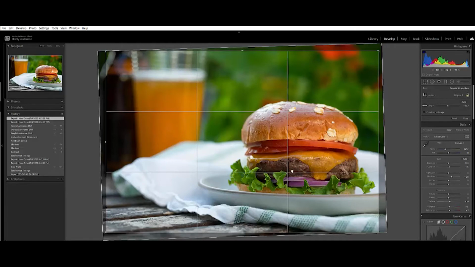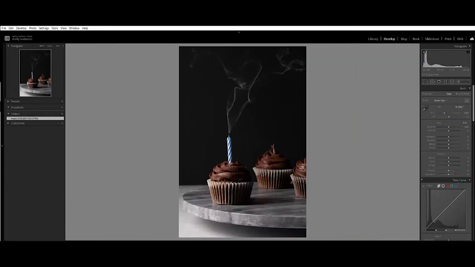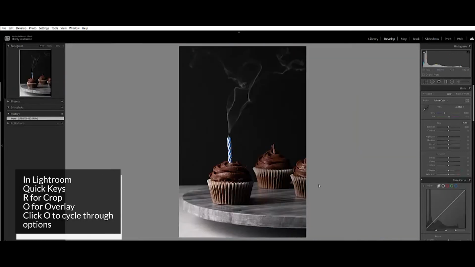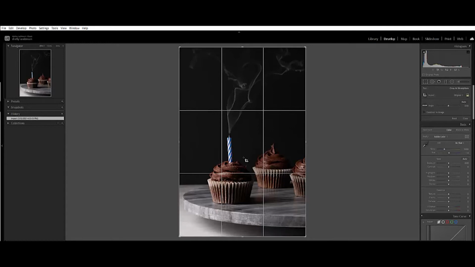If we look at our cupcake and smoke shot, and we turn on our rule of thirds grid, we'll see that our cupcakes sit right on that rule of thirds here and fill up this bottom third of the frame and leave a nice amount of negative space at the top for our smoke to escape into, as well as if we wanted to put any text information, we could put our recipe up here, or we could put happy birthday up here.